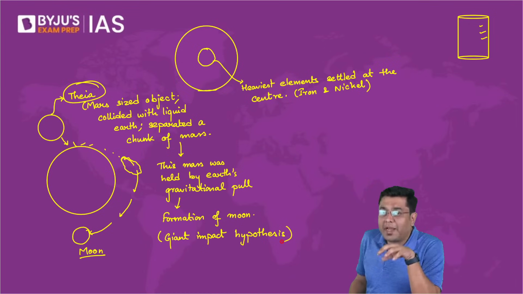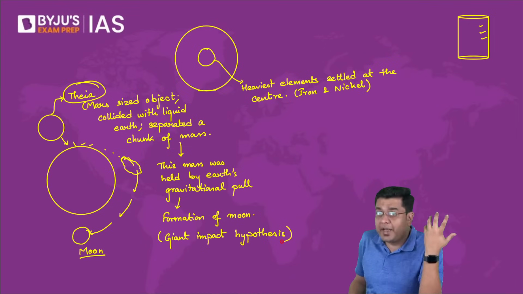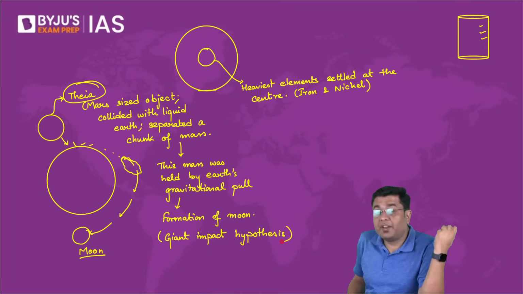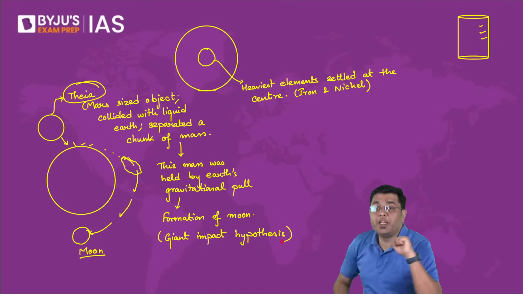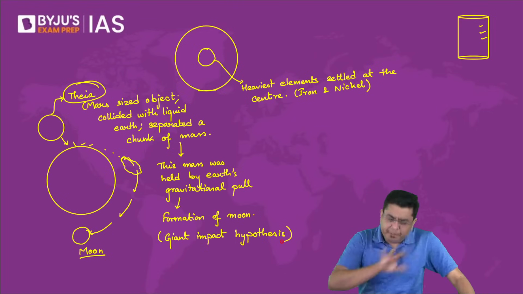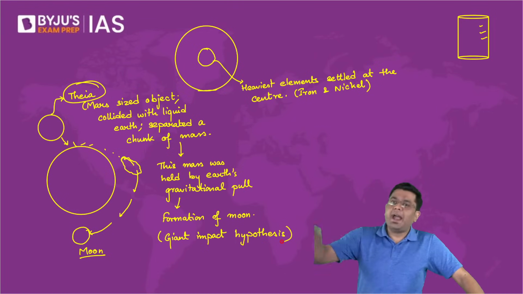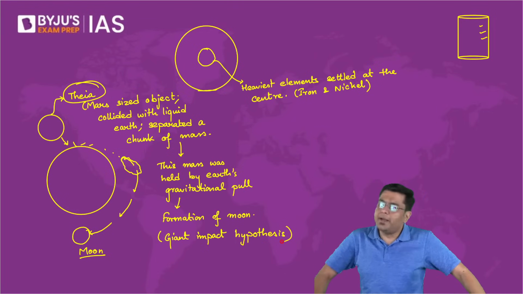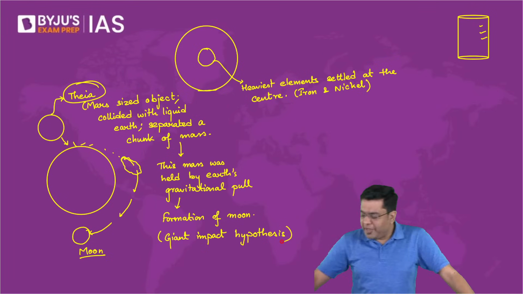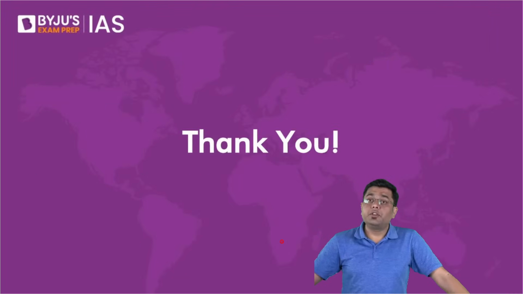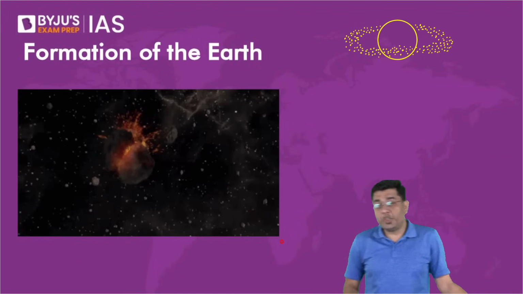After that point of time, when the materials were still rearranging themselves, a larger mass from the solar system, the size of Mars, that is Theia, collided with the planet and splashed around a lot of materials, which were held by the planet's gravitational pull. It continues to rotate around the planet till today, and that is what we refer to as the moon.